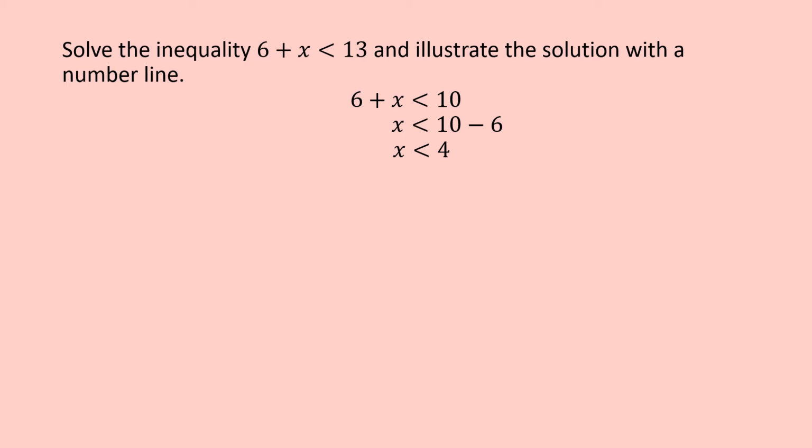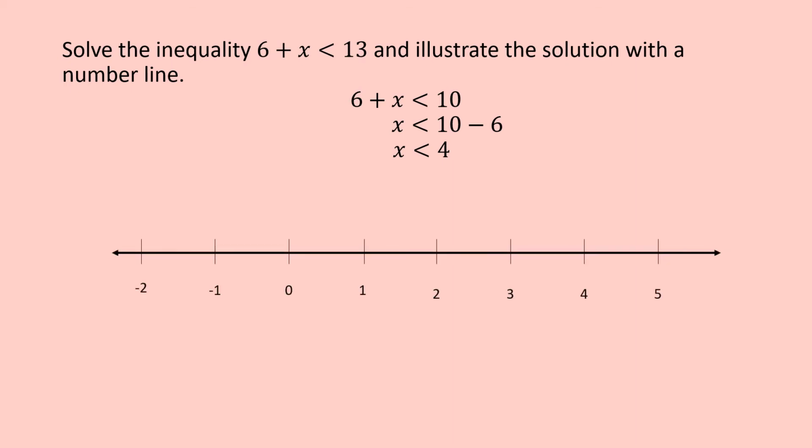So you can draw the number line like this. When you are marking it, it is just less than, so no need to fill the bulb. You have to have an open bulb like this. Then the region is x is less than 4. Then it should be like this.